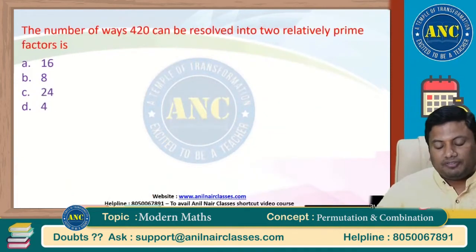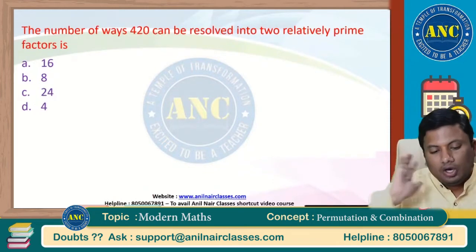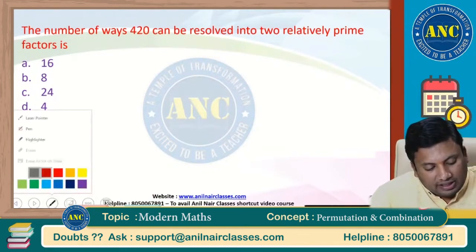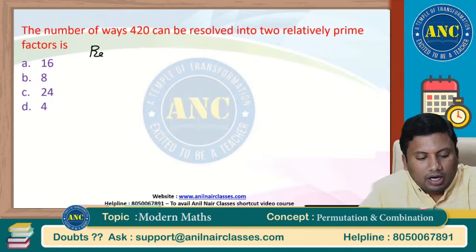Number of ways 420 can be resolved into 2 relatively prime factors. First, write down relatively prime.